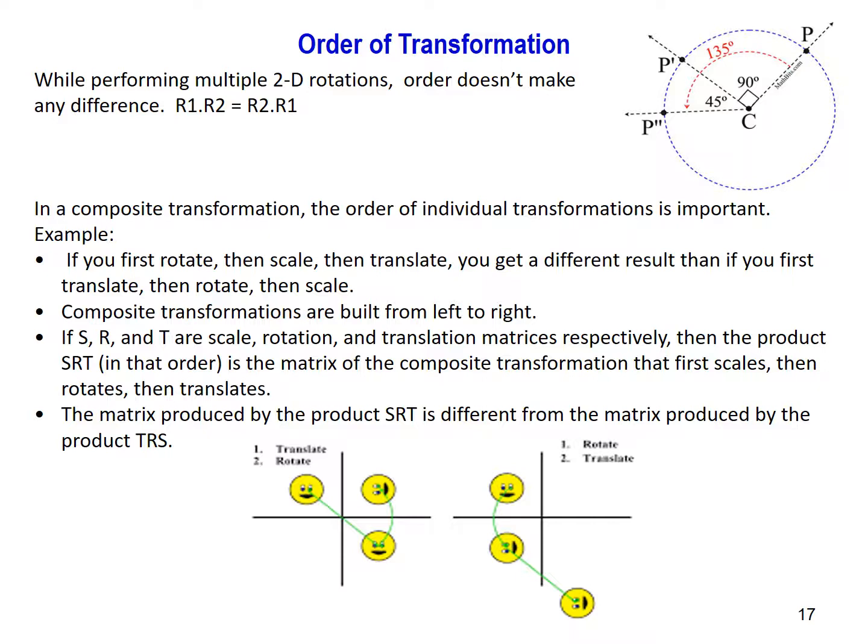For example, if you first rotate, then scale, then translate, you get a different result than if you first translate, then rotate, then scale. Composite transformations are built from left to right. If S, R and T are scale, rotation and translation matrices respectively, then the product SRT is the matrix of the composite transformation that first scales and then rotates and then translates. The matrix produced by the product SRT is different from the matrix produced by the product TRS. And you can see that in the picture.